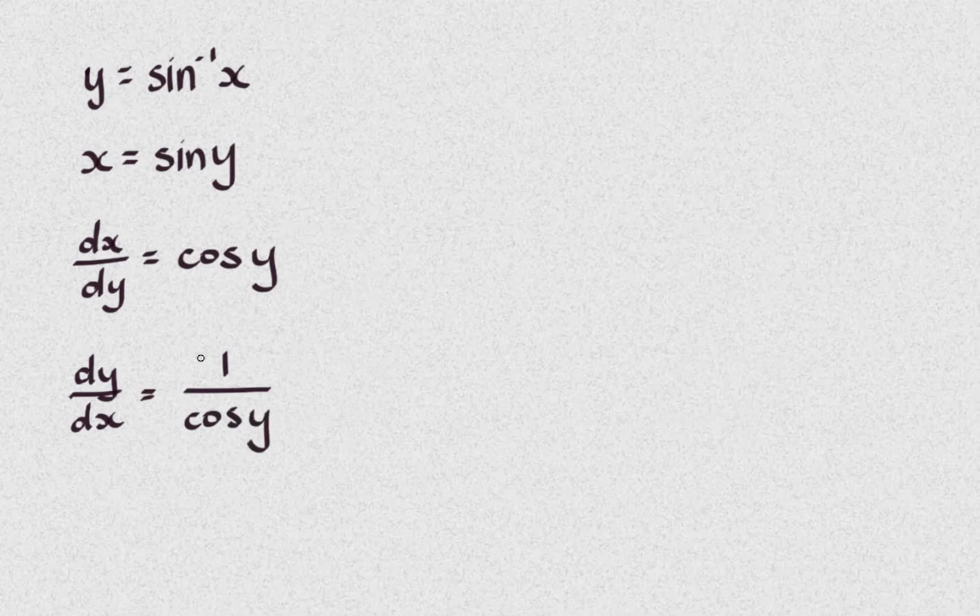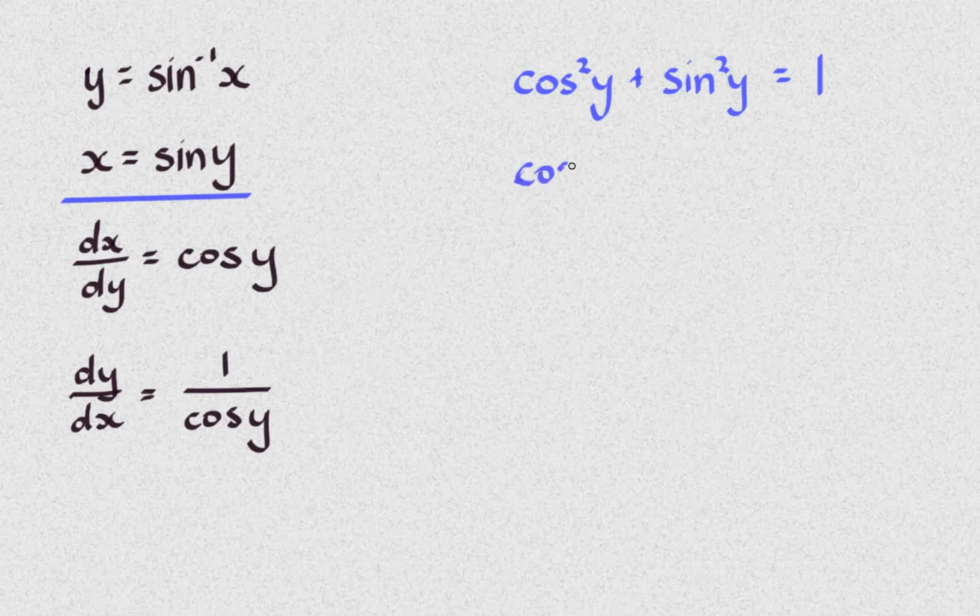We want our derivative to be in terms of x, not y. And we have the link between x and y here. So how can we change our expression involving cos y to involve sine y instead? Once again, we're going to use the Pythagorean trig identity. Cos squared plus sine squared is equal to 1. Making cos squared the subject gives us 1 minus sine squared. And if we just want cos of y, we need to take the square root of both sides.